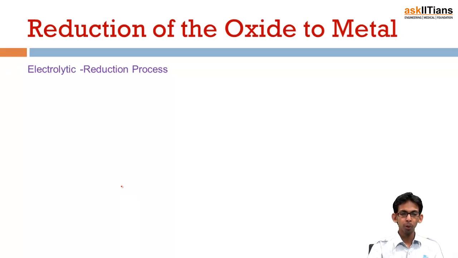Okay, now we move to the electrolytic reduction process. We have studied that there are two main methods for extraction of metal. First is the reduction method, in which the metal ore is reduced with some suitable reducing agent. But there is another method, the electrolytic reduction method. If the metal is highly reactive and cannot be reduced using a simple reducing agent like carbon, carbon monoxide and hydrogen, in that case we need to use electricity, and the method is known as electrolytic reduction method.